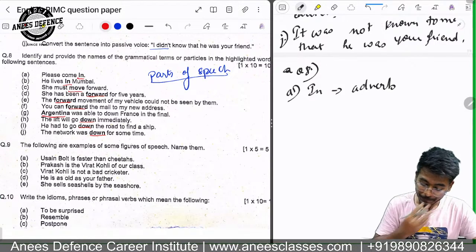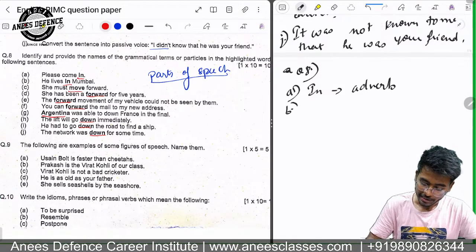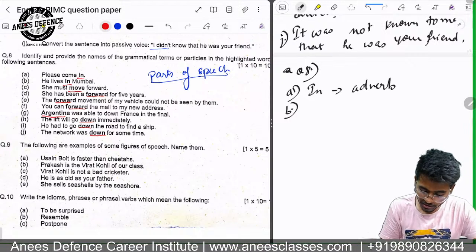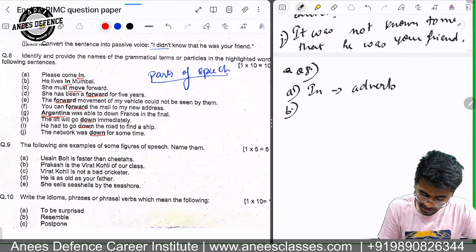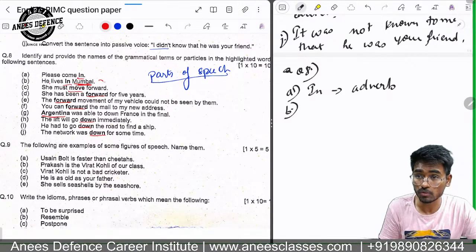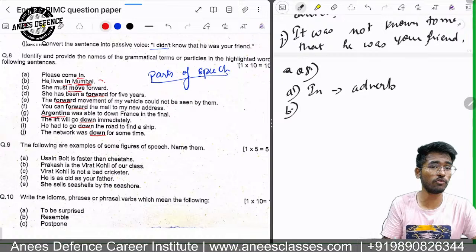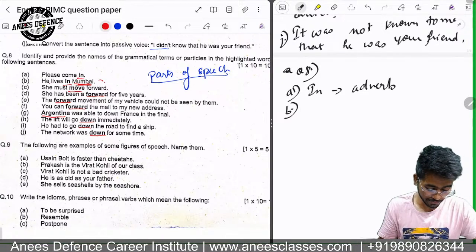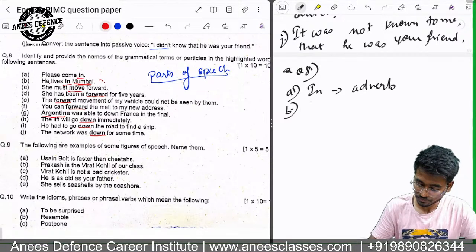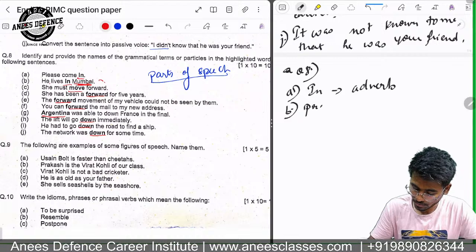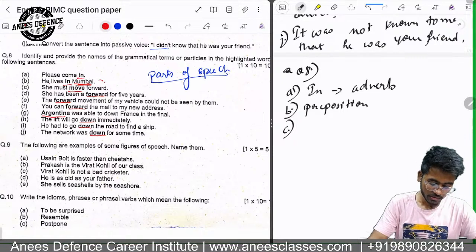Okay, the second sentence, B. He lives in Mumbai. If you see over here, look, there is a verb, and after in there is Mumbai. So Mumbai is a noun, and in is emphasizing the noun. And when someone gives more information about a noun or a pronoun, that time it is nothing but a preposition. Here it is a preposition. In.